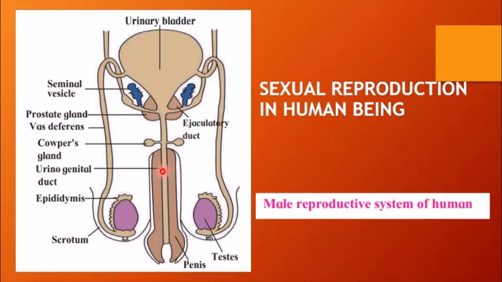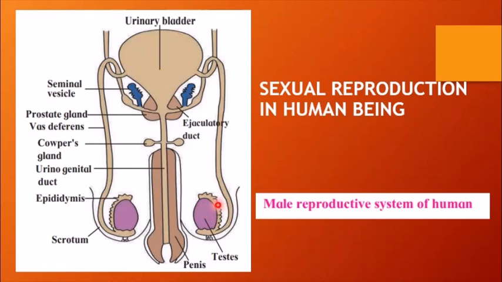Now let's understand what happens here. In the male reproductive system, the male gamete, which is called sperm, is produced. Where is it produced? It is produced in the testes. Inside the testes there are many structures called seminiferous tubules. These seminiferous tubules are made up of germinal epithelium, and through meiosis they produce sperms. When the sperms are produced, they are not motile.